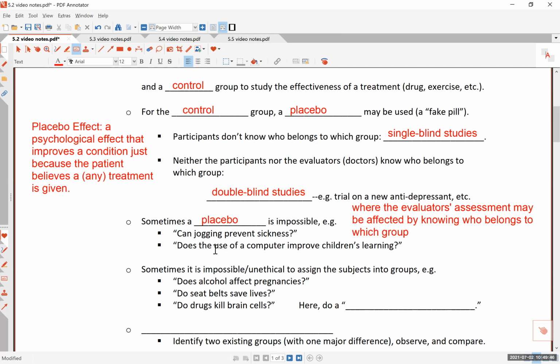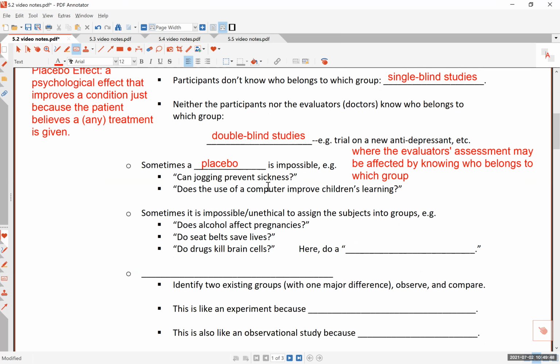You know, that's really hard to do. So in some situations, a placebo is impossible, and therefore a blind study is impossible. Sometimes it is impossible or even unethical to assign the subjects into groups, right?